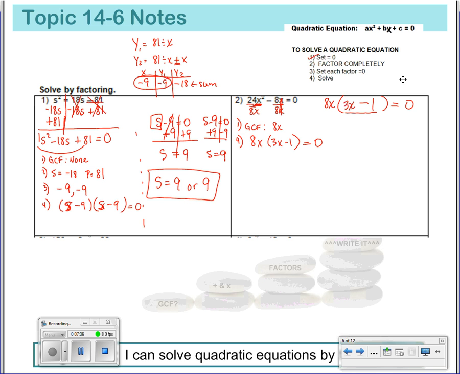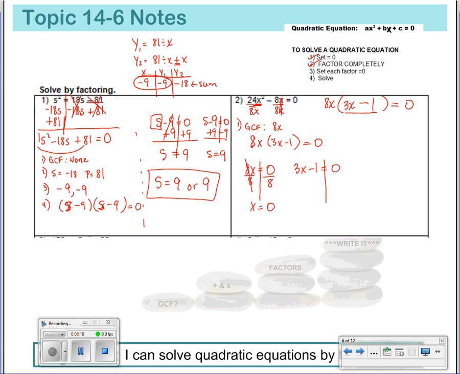Let me just say that again. Step 4 of the factoring, not step 4 of solving. So I won't even put that there. We have factored completely. Now we're going to set each factor equal to 0. So out front I have an 8x, set it equal to 0, and I have a 3x minus 1. We set that equal to 0. We need to solve for x. x is being multiplied by 8 in our first factor, so we're going to divide both sides by 8. That gives us x is equal to 0, because 0 divided by 8 is 0.